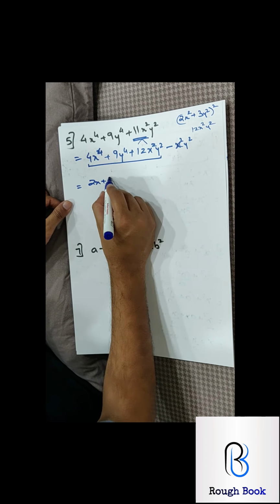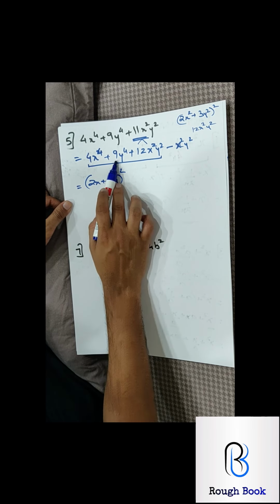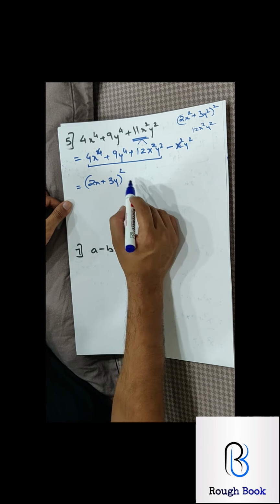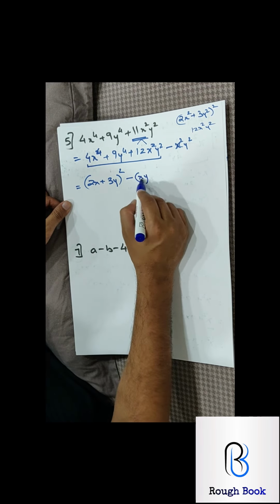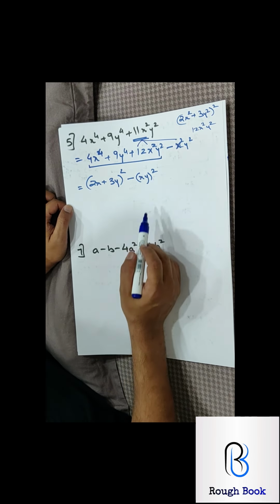So that will be 2x plus 3y the whole square. Split and see, a square, b square, 2ab. Are you getting it? And this will be xy the whole square. So the main clue is to understand how to split this in two parts.